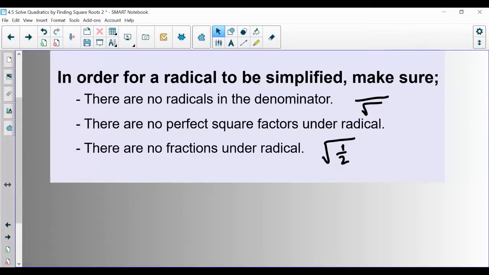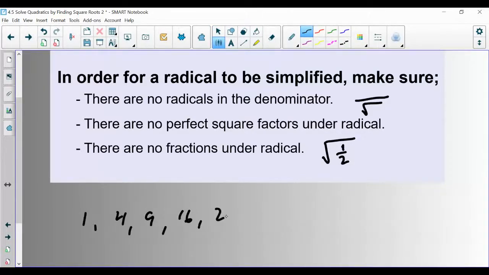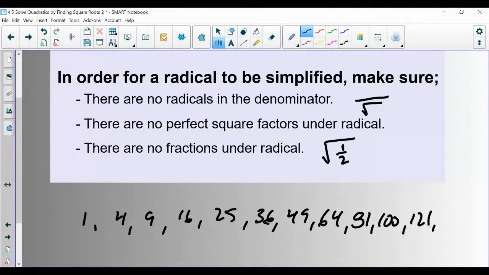So what does this mean? There are no perfect square factors underneath our radical. Well, the perfect square factors, and you guys are going to want to write this down big, highlight it. It's going to be referred back to a lot. The perfect square factors would be things like 1, 4, 9, 16, 25, 36, 49, 64, 81, 100, 121, 144, 169, 196, and then we could go 225 if we want to too. These are all the perfect square factors up until 15 squared.